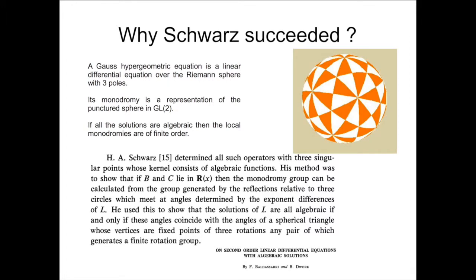But somehow, as explained in this nice paper by Baldassarri and Dwork, he could do the other direction: knowing the local information, he could understand which cases led to a finite monodromy representation, and this is the content of this passage. You probably already know this much better than me, so I'm not insisting on it.